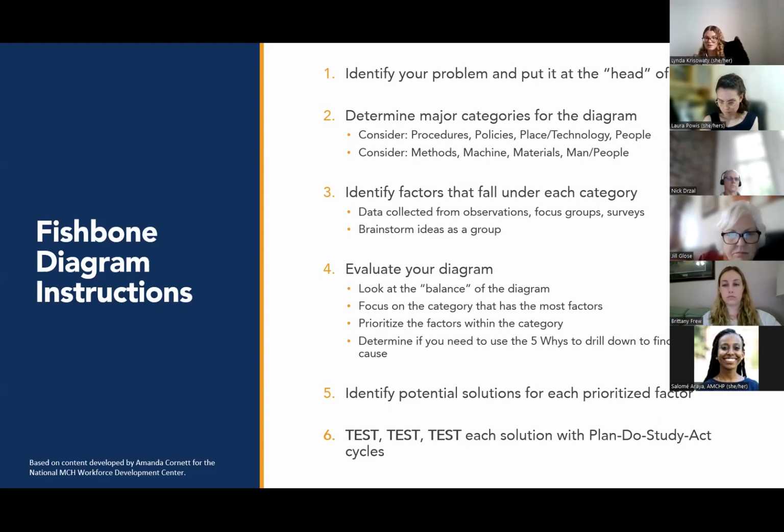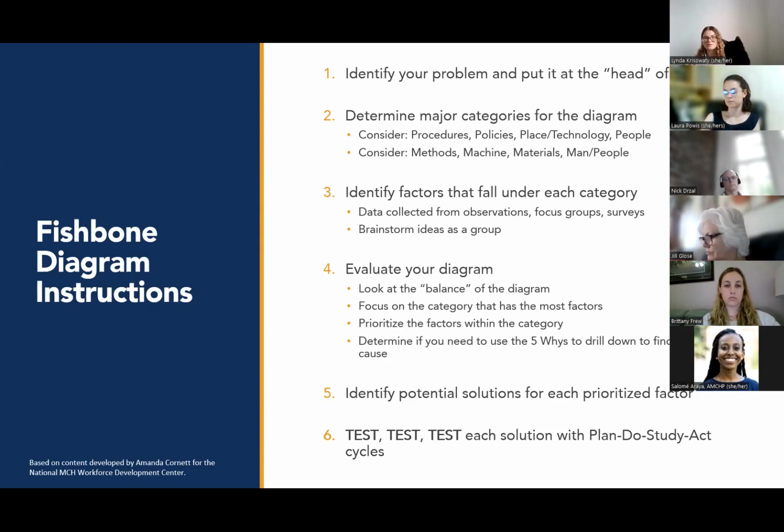After you've identified those major categories, you would then think about, well, what are the actual factors or causes that are contributing to this? And this is where you can use data and information that you've collected previously, having conversations with your team, doing this as a group. But the idea is that you're brainstorming collectively to discuss and dialogue with one another. What do we think is contributing to this?